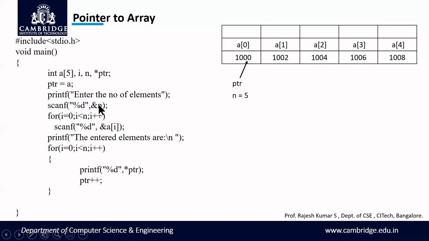Now we have entered the number of elements as 5. So how many elements will you be entering? You'll be entering 5 elements in the array. We already know how the for loop works, and how we enter the values inside the array with the help of a for loop.